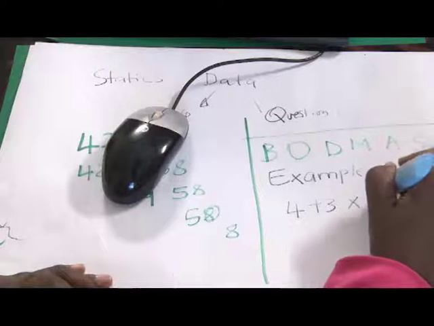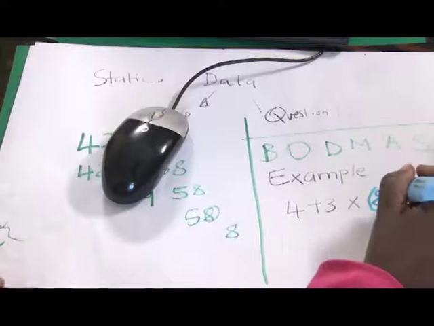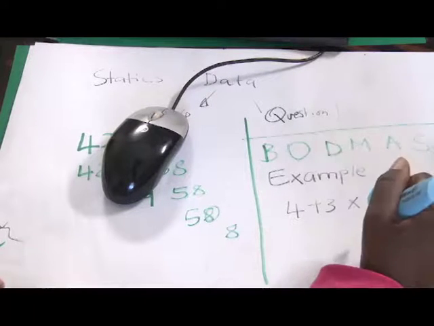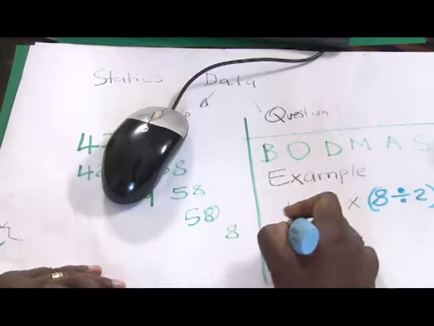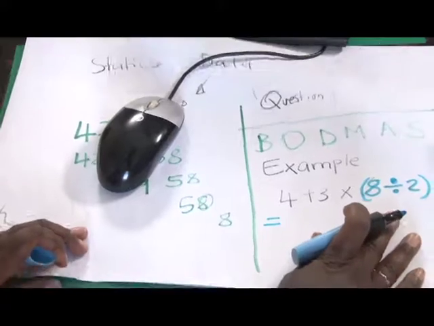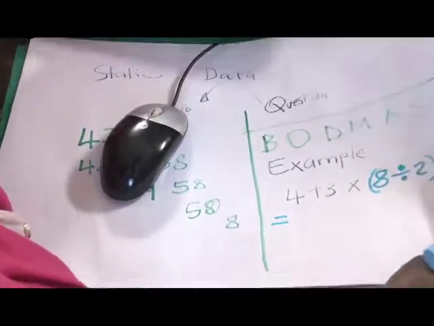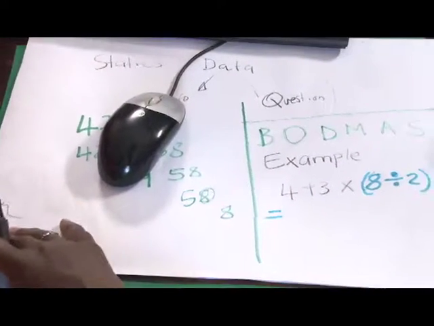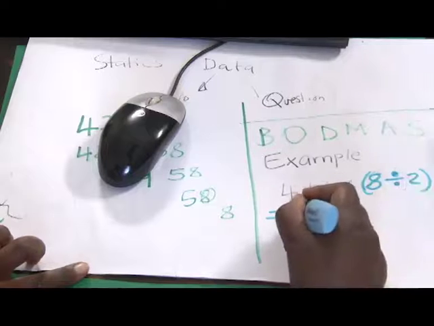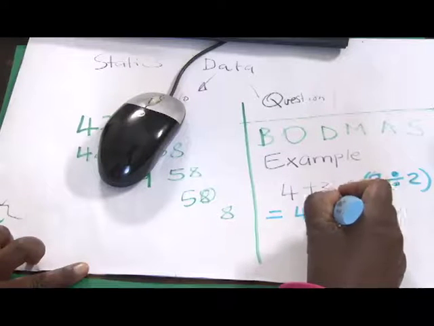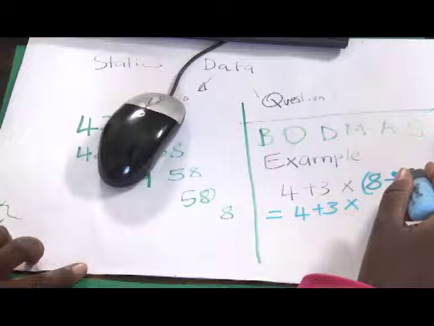So where do we start? We always start with the brackets first. But if we are not given the brackets, what do we do? But first, let's work this out. Then we work out the next one that does not have brackets. And always show your work so that even if you are wrong, you will still be able to get marks for the correct methods, for doing the correct calculations and manipulations. So this is equal to, we leave it 4 plus 3 times. Now we divide, we work out the brackets.